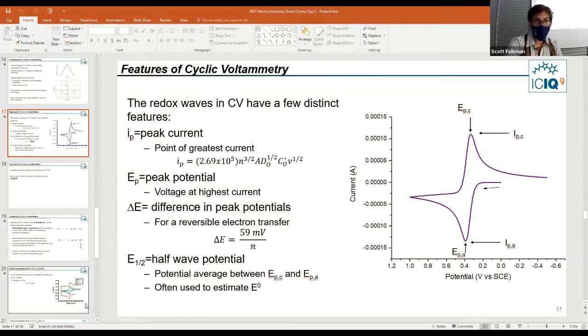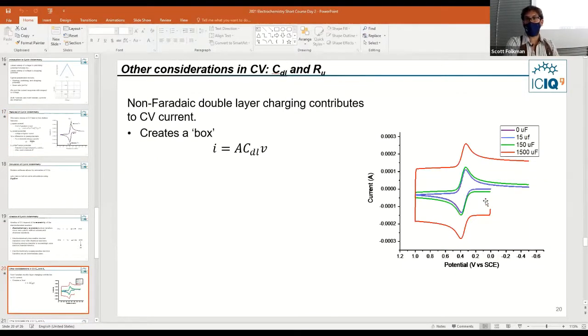Let's see if I can pull one up. If we look at these experiments, the double layer charging isn't changing. So if we do differential pulse voltammetry, then we'll have a greater sensitivity towards our analyte at lower concentrations. Also, if there's other peaks that are close together that are not well resolved in the cyclic voltammetry, oftentimes differential pulse voltammetry can be used to separate those two peaks.